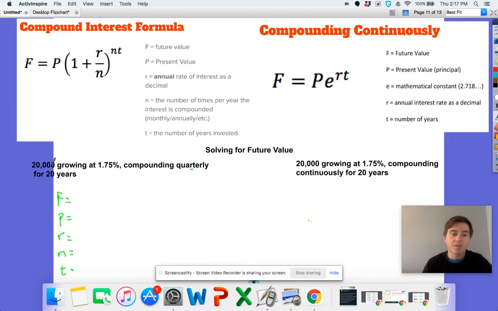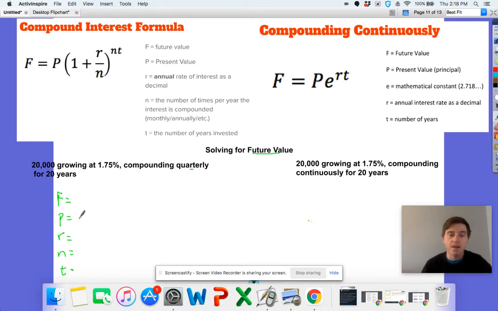So this one says 20,000 growing at a rate of 1 3/4%, compounding quarterly for 20 years. Compounding quarterly, so that's here. Only use this when it says continuously. So all you're going to do is write these guys out: F, P, R, N, and T. Future value, well, that's what we're looking for. We're solving for future value here.